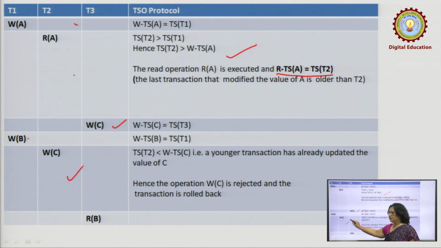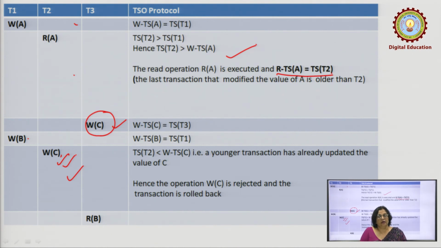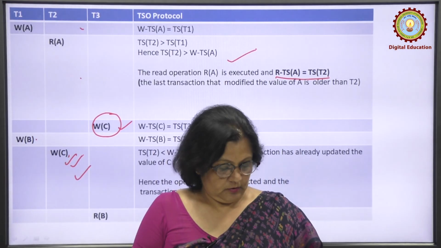Now, let us look at WC, that is write C. According to the TSO protocol, this write C will not be permitted. Why? Because C has been updated by a newer transaction, and the transaction T2 is trying to override the value of C that has been updated by a newer transaction. So, under the timestamp ordering protocol, this will not be permitted and T2 will be rolled back. Hence, we say that this schedule is not possible under the timestamp ordering protocol.